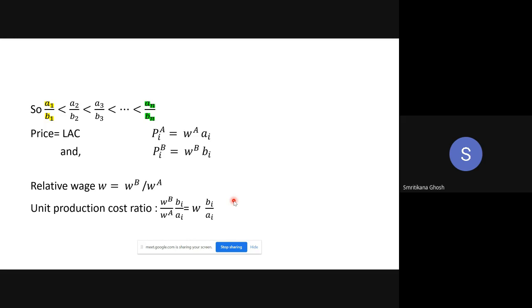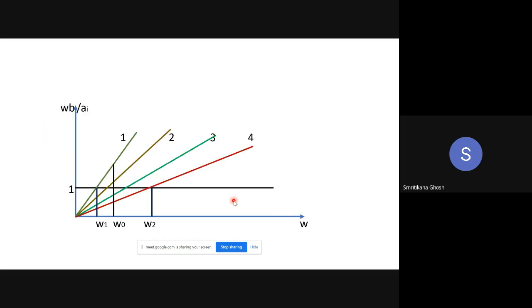Because the Ricardian model is based on cost, and the cost is opportunity cost. So where the opportunity cost is lowest, the country has comparative advantage over the commodity, and it should produce it. So here, country A has comparative advantage over commodity 1, and it should produce it. So after trade, country A should produce commodity 1. Is this okay? Yes, ma'am.